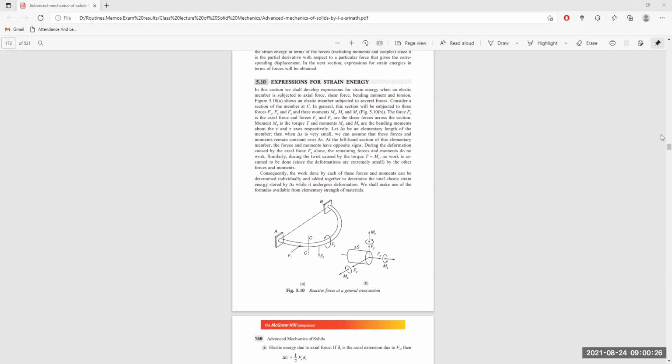Let us go through, first of all, the basics of the strain energy which we are using here. Now, here we should develop the strain energy when an elastic material is subjected to axial force, shear force, bending moment, and torsion. So here, our prismatic bar under consideration is subjected to axial force, shear force, bending moment, and torsion.